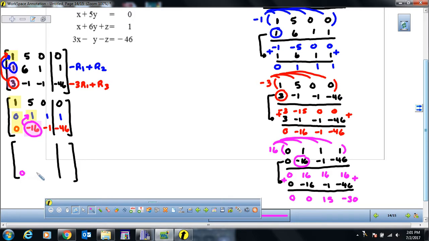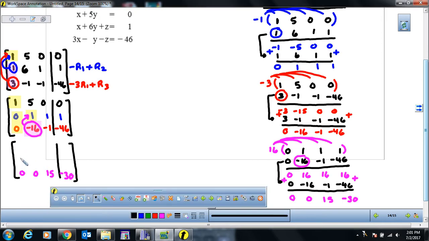We're going to put 0, 0, 15, and -30. And then I'm just going to bring down the other two rows, which is the 0, 1, 1, 1, and the top row, which is 1, 5, 0, and 0. So far you see that we followed the first 4 steps. We made this a 1, we made the bottom 2 zeros, we made the middle one a 1, well, it was already a 1, and we made the bottom one 0.